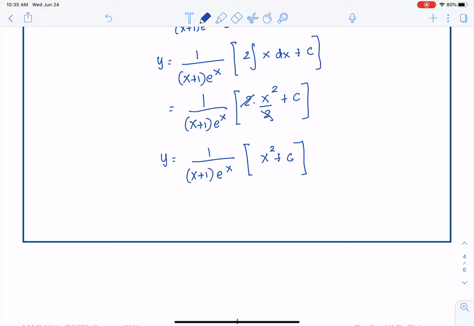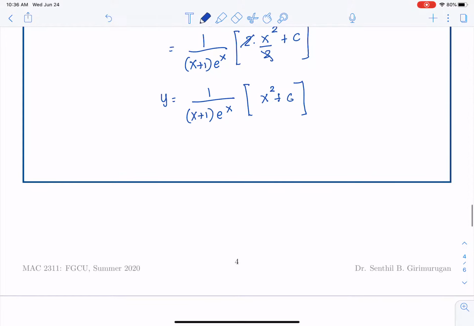Now, we don't want to look on the negative side here, because e raised negative infinity is 0, which would make the denominator 0, and since we have x plus 1 in the denominator, if we plug in negative 1, the denominator would become 0. So in this problem, the existence interval is from negative 1 all the way up to infinity.